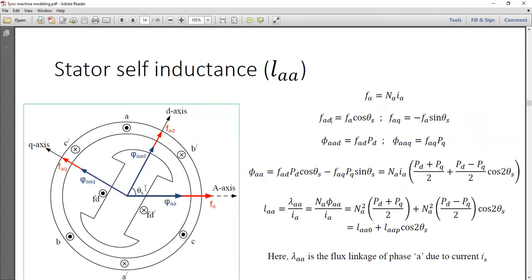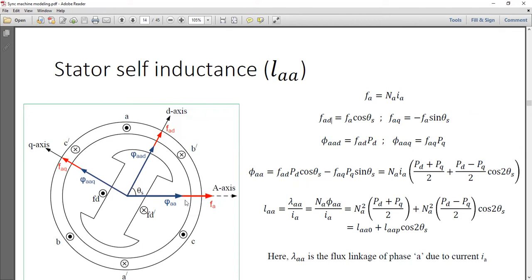So now we are thinking that at any position theta s of the rotor, how would the calculation go forward? Let's say we are looking for FAD, the D component of the MMF along the A axis. So what would be FAD? You know the angle theta, which is measured between the D axis of the machine and the A axis of the machine. So FAD would be simply FA, its cosine component, right? FA cosine theta s. So that is FAD.